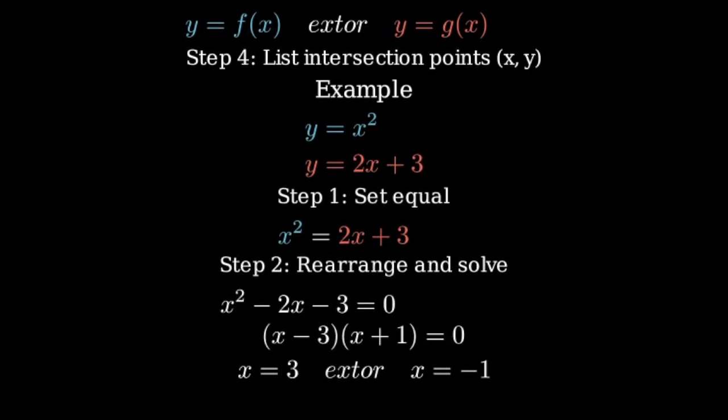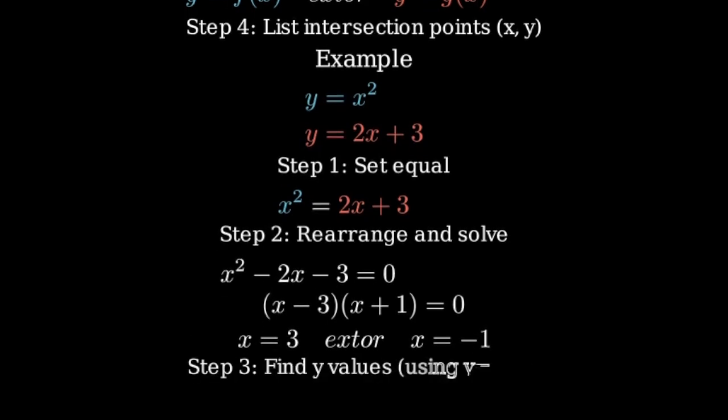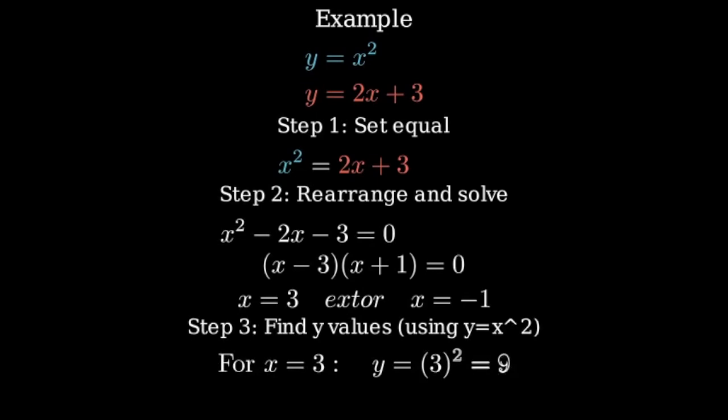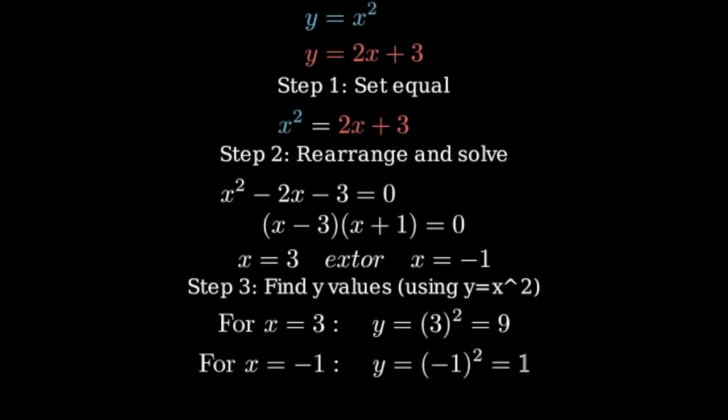Step 3. Find the corresponding y values. We substitute these x values back into one of the original equations. Let's use y equals x squared because it's simpler. For x equals 3, y equals 3 squared, which is 9. For x equals negative 1, y equals negative 1 squared, which is 1. Step 4. List the intersection points. The intersection points are (3, 9) and (negative 1, 1).